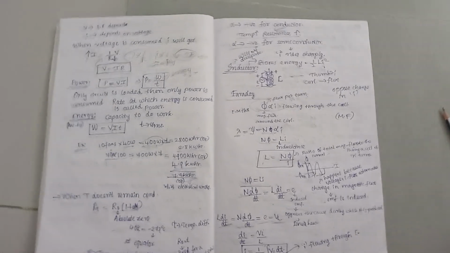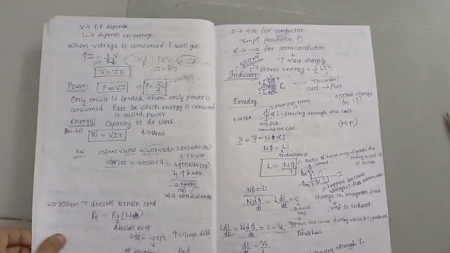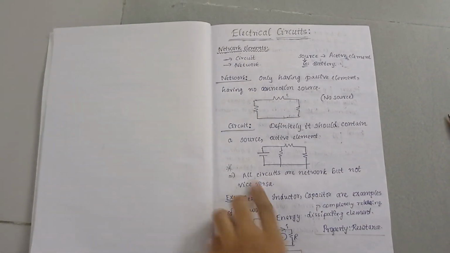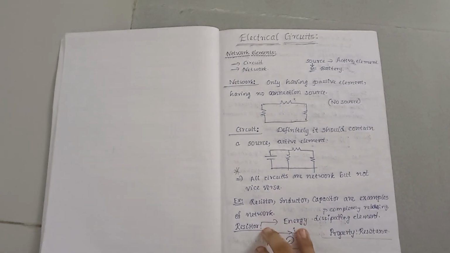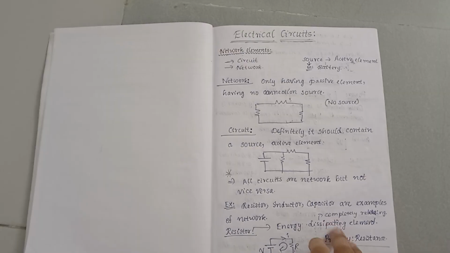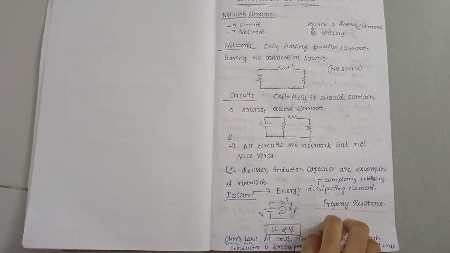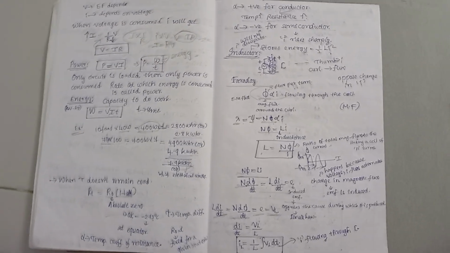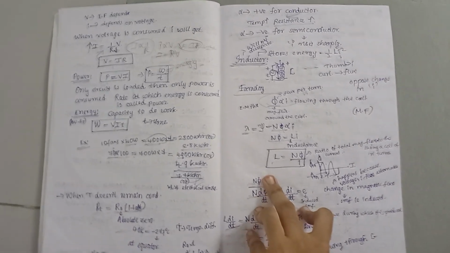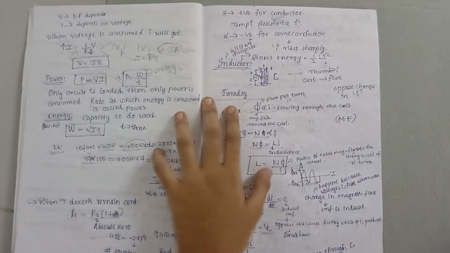In our previous video, we went through network elements, that is network, circuit, and then the examples of these network elements, that is a resistor, inductor, and then capacitor. Actually, I thought to discuss a few points in the previous session, but unfortunately, I forgot to discuss them.